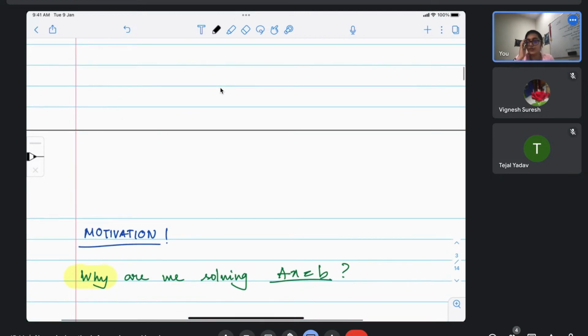Can any of you, or both of you in fact, unmute and just tell me why we are trying to find Ax equal to B, and why we are trying to solve Ax equal to B? First we need to understand what we are doing, and then we'll proceed with today's class. Can any of you just unmute and tell me the reason?